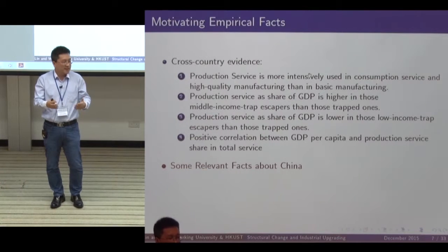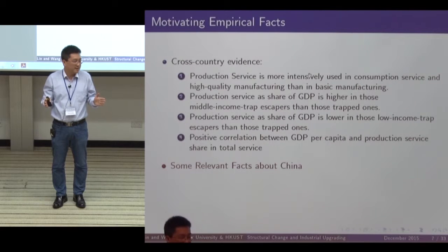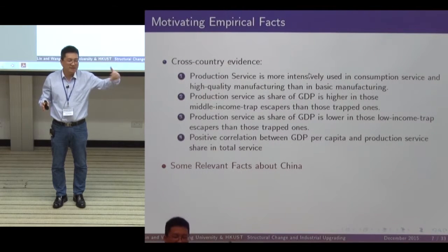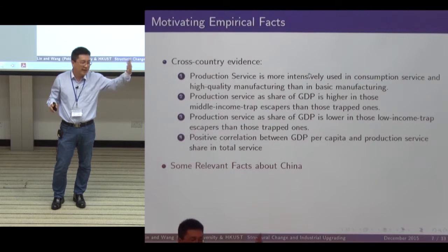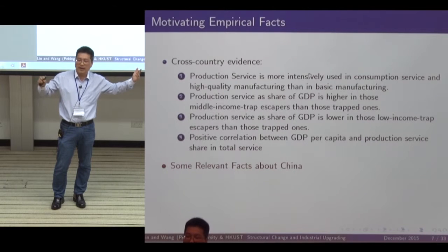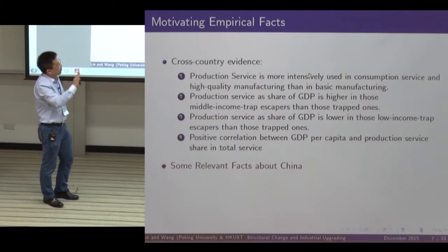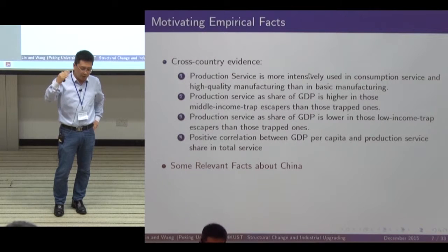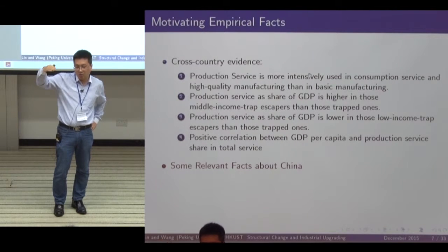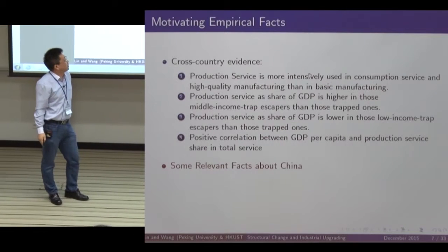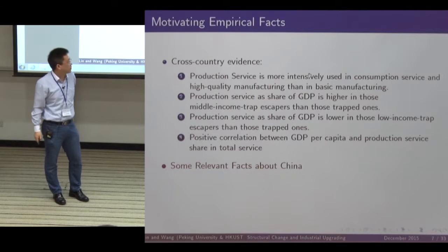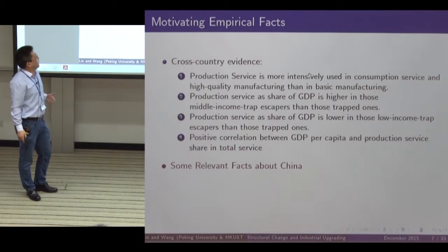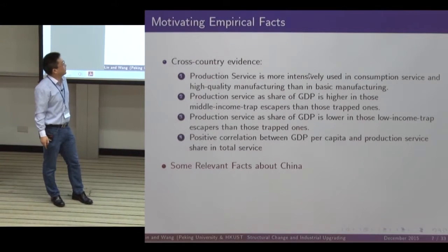This morning my RA ran a regression. The left-hand side is a dummy variable indicating whether a country is an escaper or trapped. We might come back to that. Basically, we control for the income level and see how the production service share depends on this dummy variable, whether you are trapped or not trapped. Facts two and three are both significant. And fourth, we look at the correlation between the GDP per capita of a country and the production service share and the total service share.